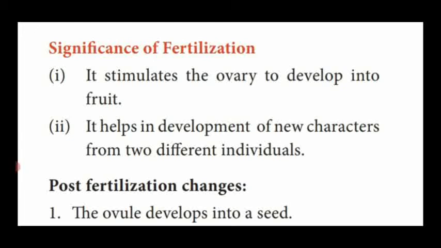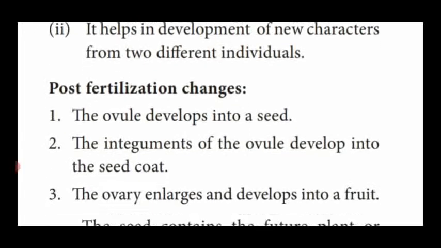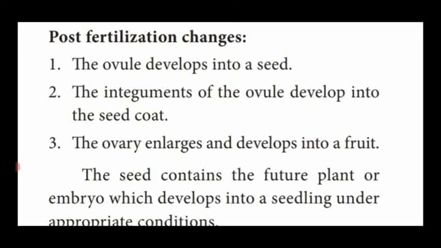First one, the ovary, part of the gynoecium, is modified into fruit. Another one, they produce newly formed individuals, or plants with new characters. Then another important topic, post-fertilization changes, is an important 2-mark, 3-mark and 4-mark question.